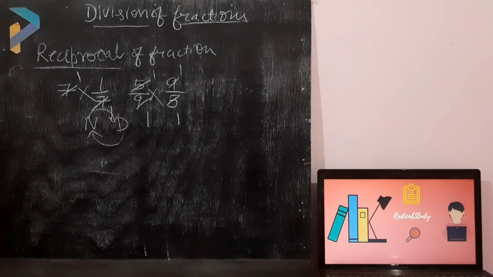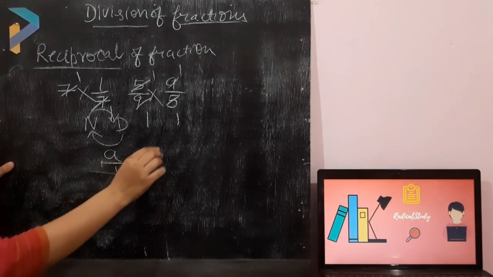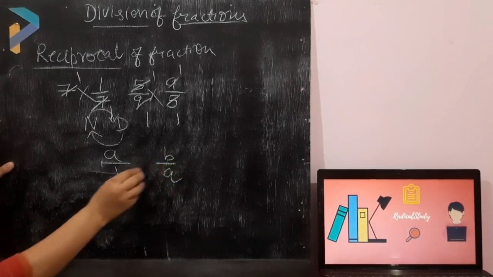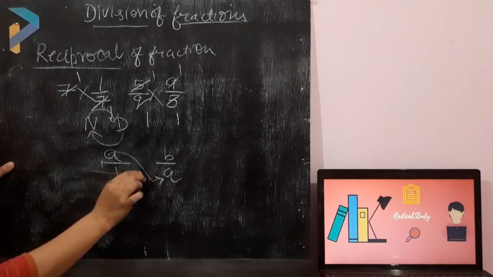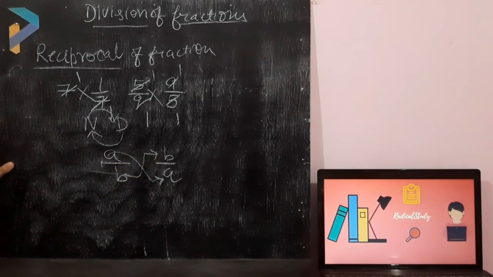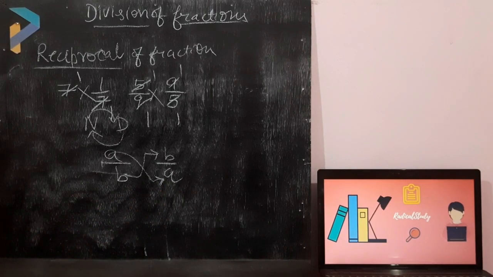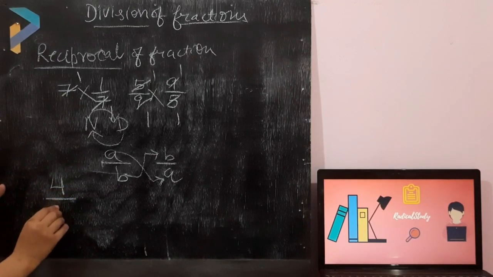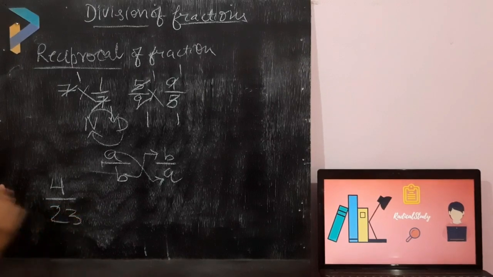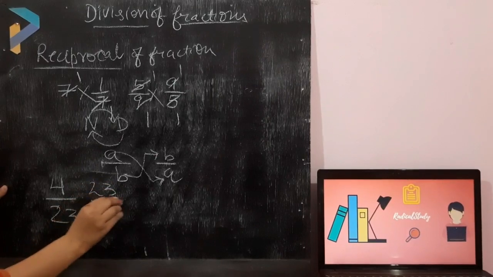Okay students. So in general, if a by b is a fraction, then the reciprocal of a by b is b upon a. The numerator got the position at the denominator and the denominator became the numerator. So this is reciprocal of fractions. Now I want to take some examples in order to make you understand more what is reciprocal of fraction. For example, a fraction is given to you 4 upon 23. So what will be the reciprocal? The reciprocal will be 23 upon 4.